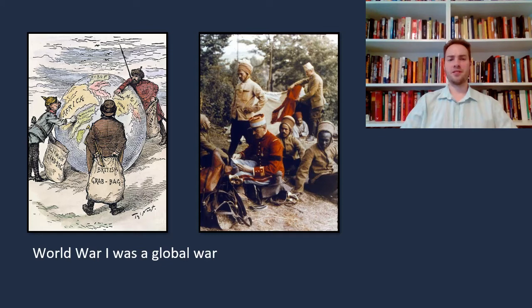So what do I mean when I say it was a global war? Does that mean it was everywhere on Earth? Maybe, but not necessarily. This image is pretty revealing. Here you have troops from West Africa, but they're being led by French officers, right? So maybe some weird connections there.